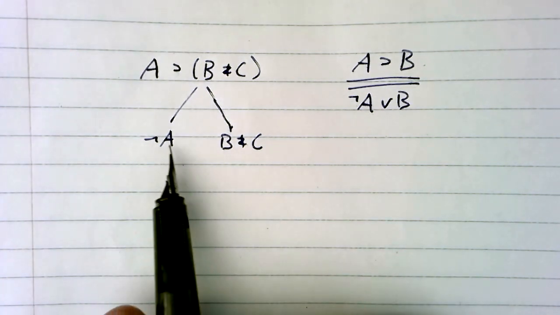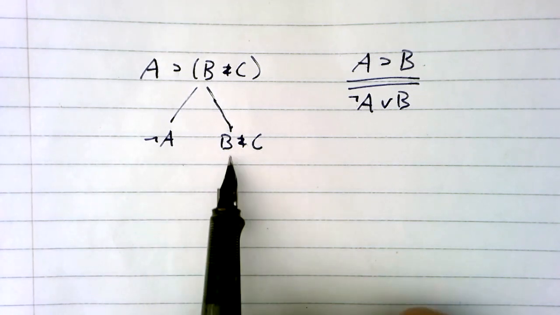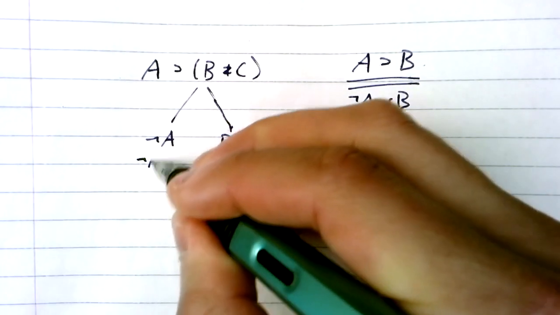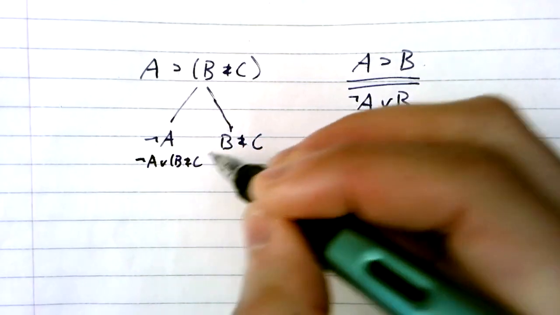Since I have not A, I thus have not A or whatever I like. And what do I like? I definitely like B and C because that's what I'm trying to get to. So, not A or B and C.